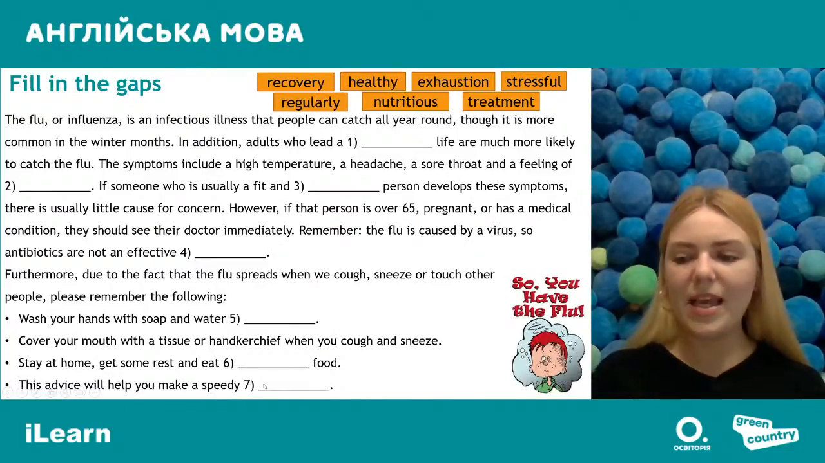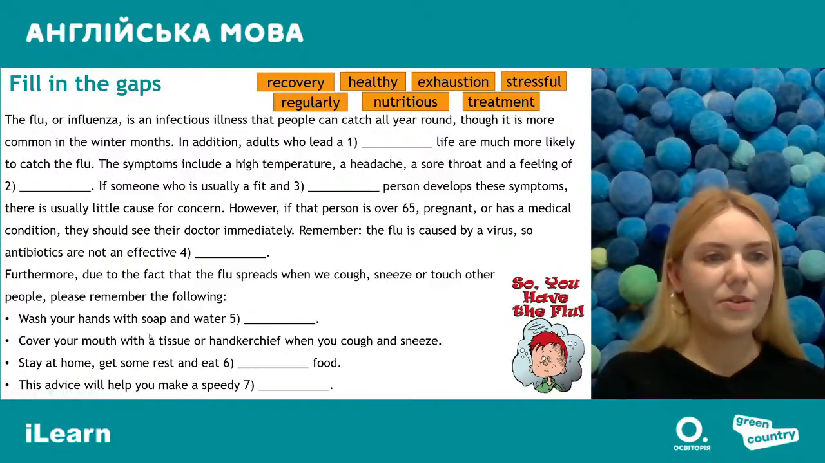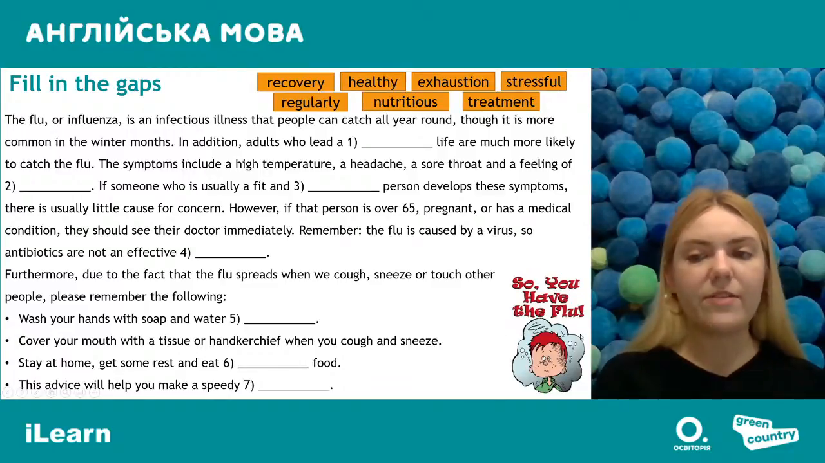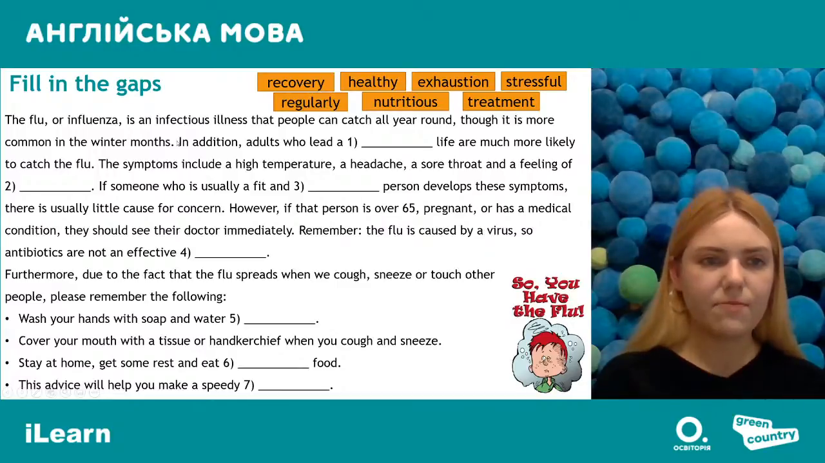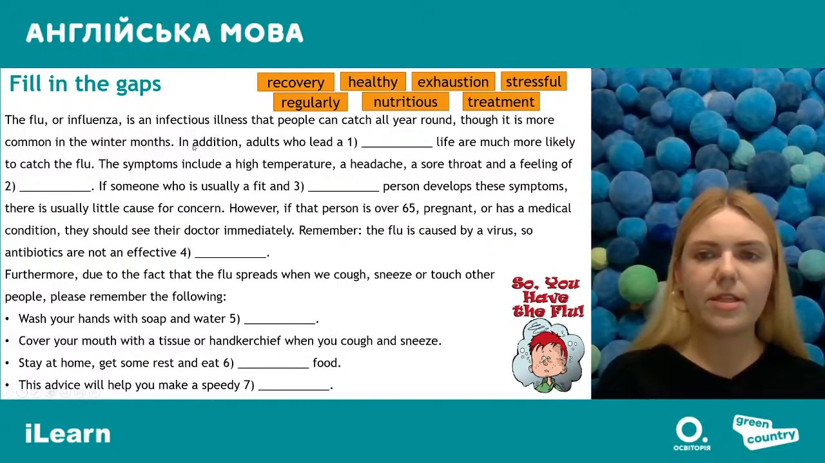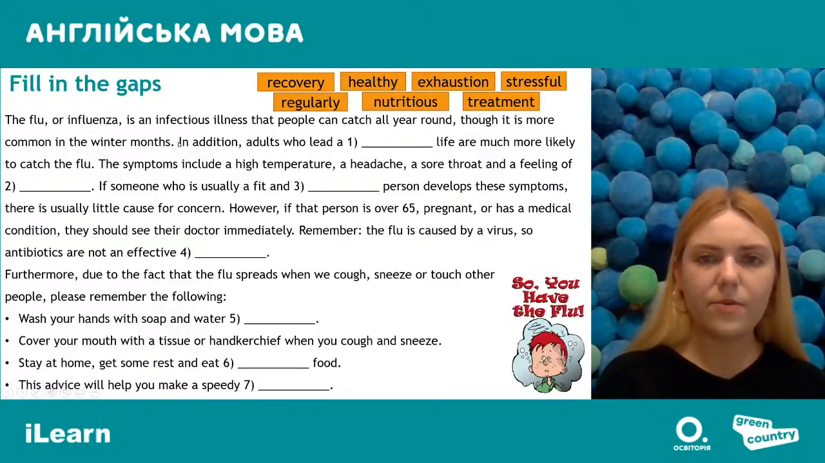And let's move on. So let's practice. You can see a small text. It's all about having the flu. So I hope you know that flu, it's грип. And let's complete the text with the words which you can see here. So again, let's read not the whole text, but let's read part by part, sentence by sentence, and we'll do it together. So we'll discuss all the answers. So first of all, read the sentence before the first gap.